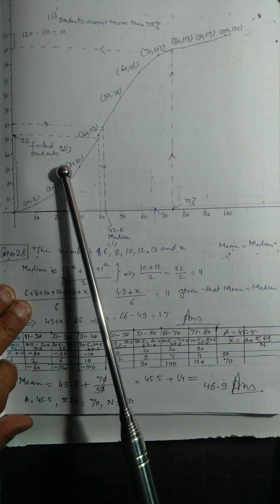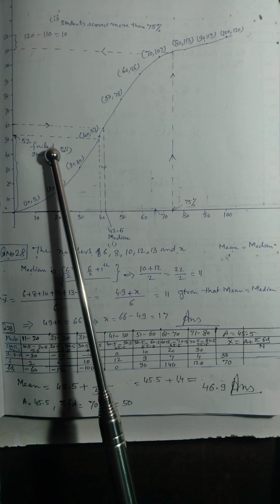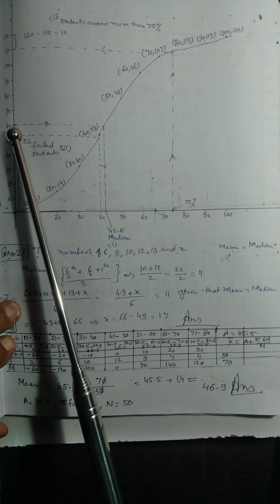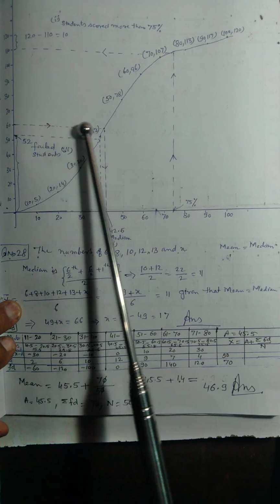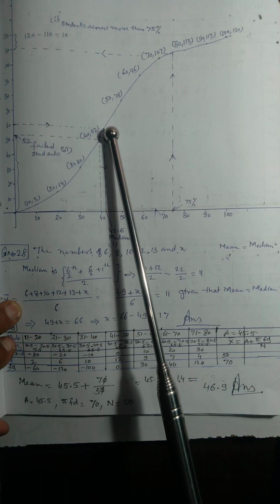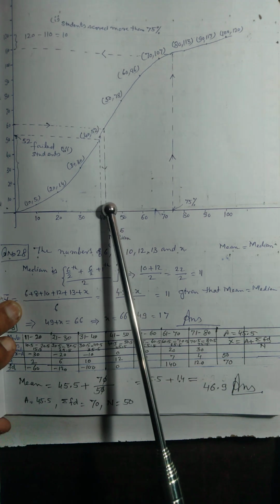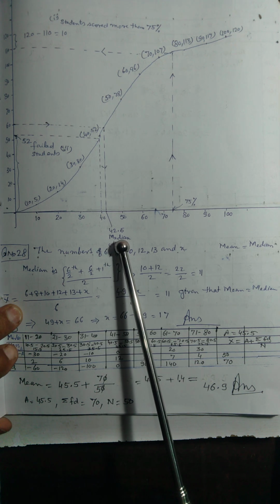Now in order to find out the median, what you do is take n by 2, that is 60. So locate that point, 60 is here. Now draw the line parallel to the x-axis which intersects the ogive. From the intersecting point, drop a perpendicular on the x-axis, that will give you the median, that is 42.5.